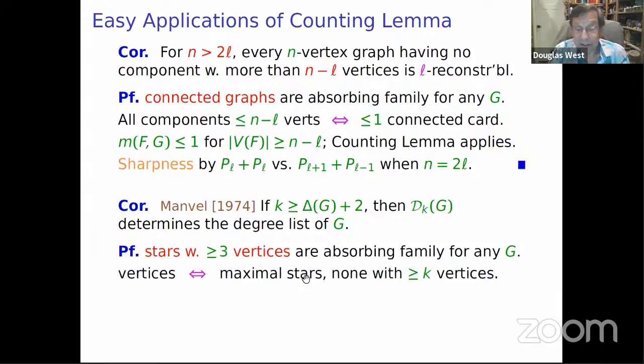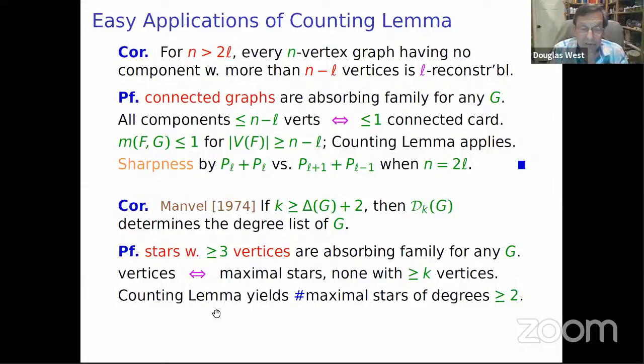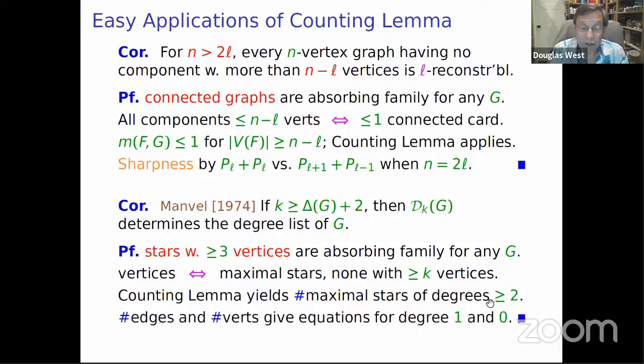The vertices just correspond to the maximal stars. There aren't any with more than K vertices because maximum degree plus one would be the maximum number of vertices in a star. So we have all the conditions we need. The counting lemma will tell us the number of maximal stars with degrees bigger than two, at least two. And we still need to know how many vertices of degree zero or one there are. And we can just get equations for that from the number of edges and number of vertices of the graph, which we also know. So those are two easy applications.